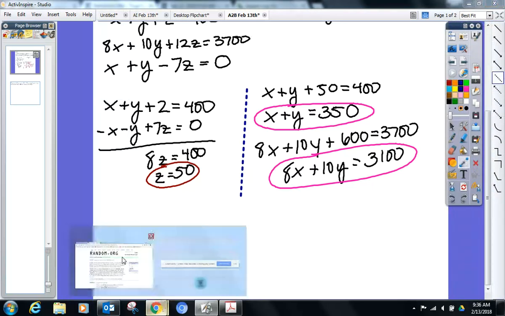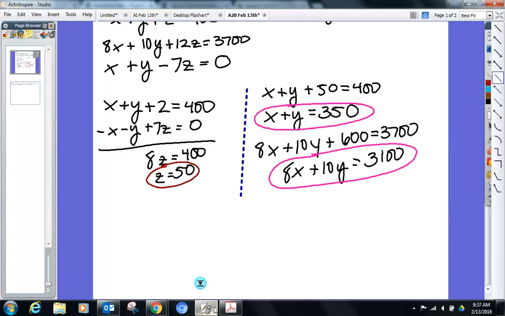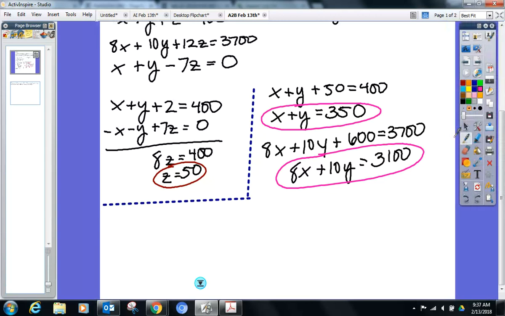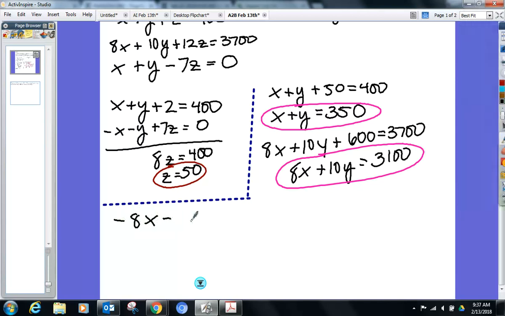I'm just going to ask somebody. Here you go. Which one do you want to eliminate? 10? Do I have a 10? Which one do you want to eliminate, Hannah? X, okay. So what would I multiply this top one by if I want to eliminate X? Okay, go ahead. So negative 8x minus 8y equals, go ahead, multiply 350 times negative 8.